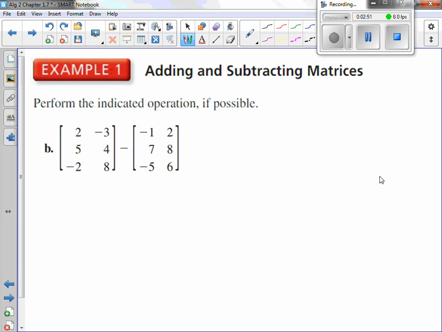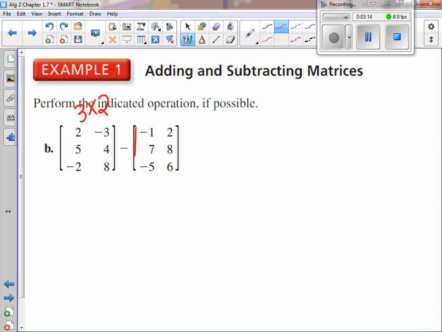So let's look at another one. This time we're subtracting. Let's look at the dimensions first, because we need the dimensions to be the same. If the dimensions are the same, then we can add or subtract them. The dimensions of this first matrix are 3 by 2. It's a 3 by 2 matrix.